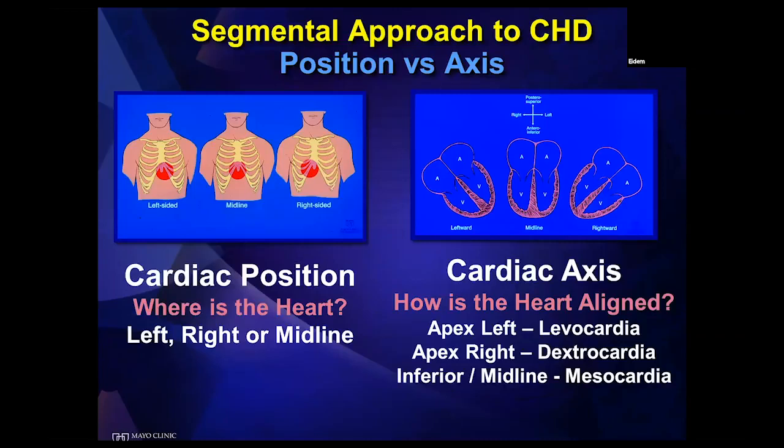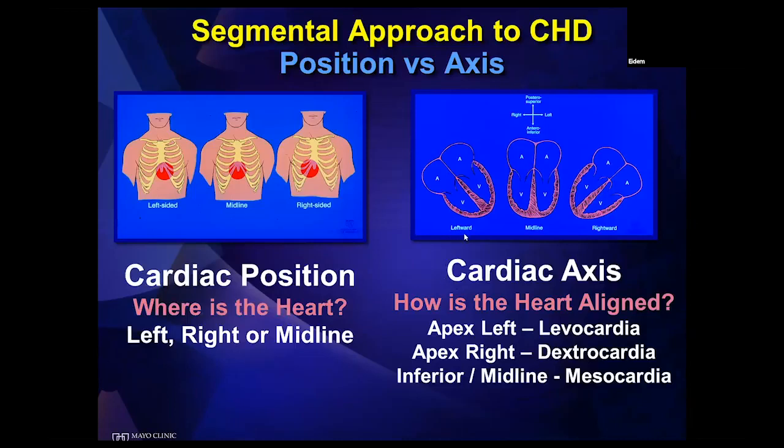Why do we become concerned about the difference between those two? Well, cardiac position looks at where the heart is located within the thorax. The heart can be normally positioned on the left side of the thorax. It may be positioned in the midline, or it may be positioned on the right side. If it's on the left side, that is levo position. If it's on the right side, that's dextro position. And if it's positioned in the midline, we call that meso position.